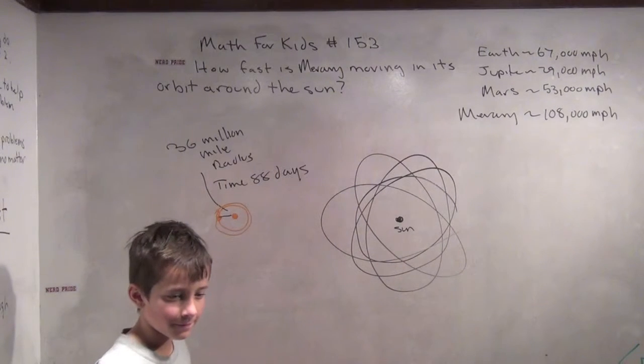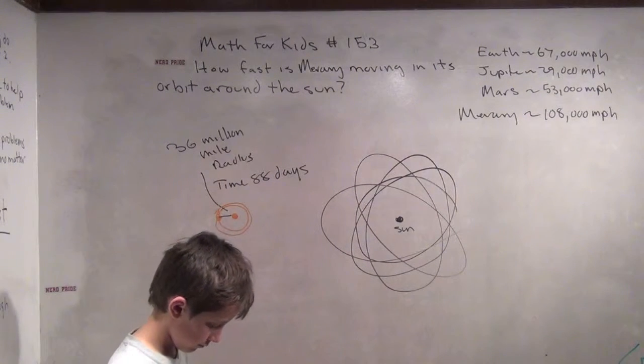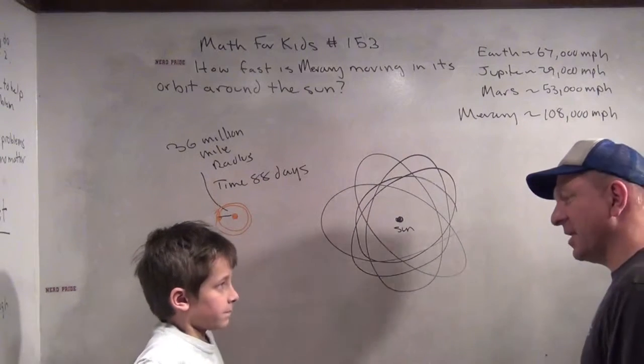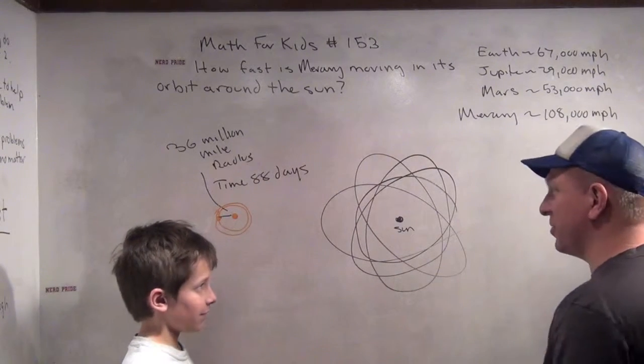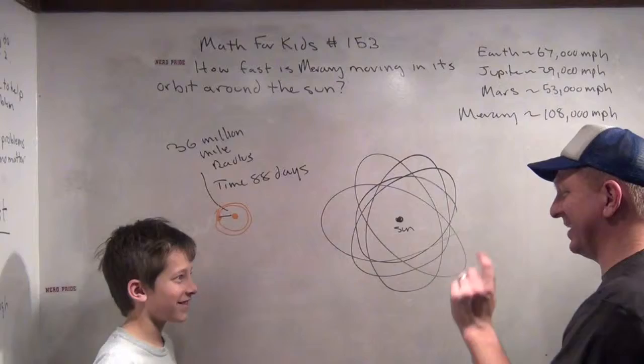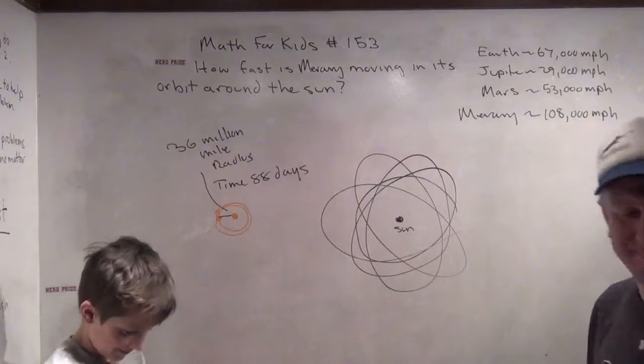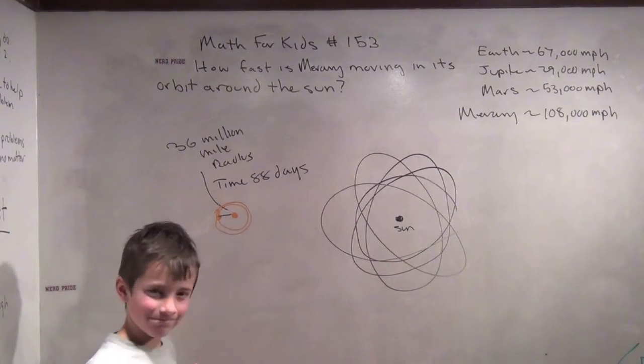Isn't that neat? So lots of people have studied Mercury's orbit over the years. Kepler did, Einstein did, and now, who's the most recent person to learn about Mercury's orbit? Exactly. Good job. All right, so tomorrow we'll talk about the sun.